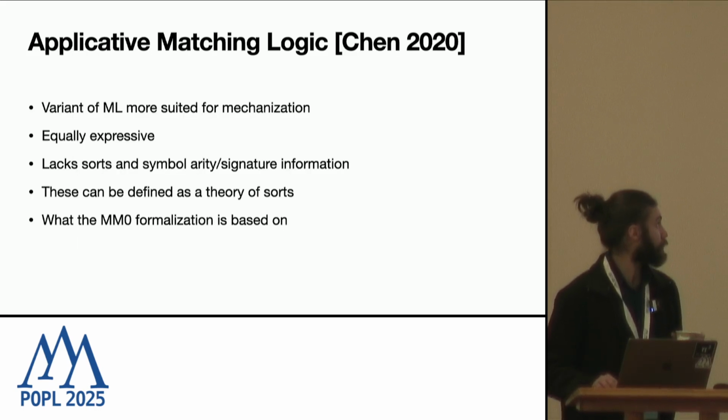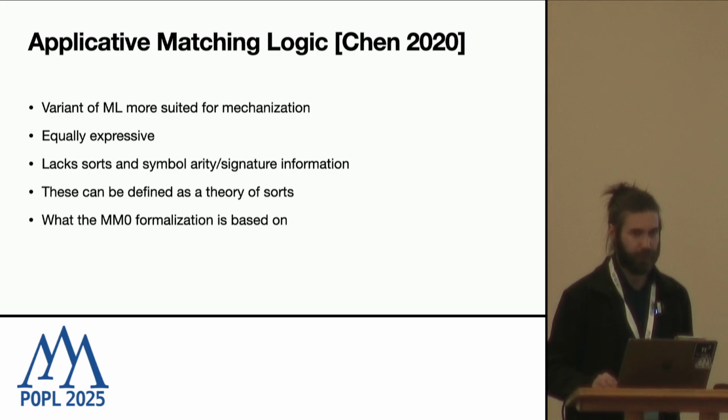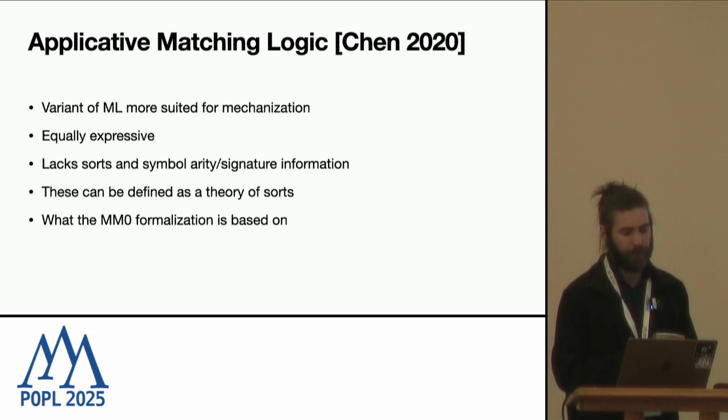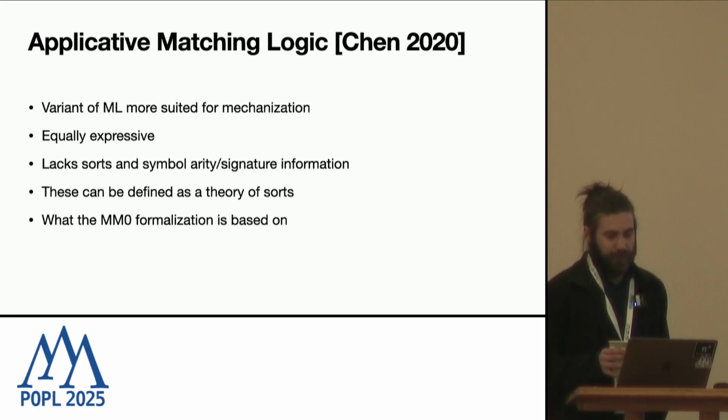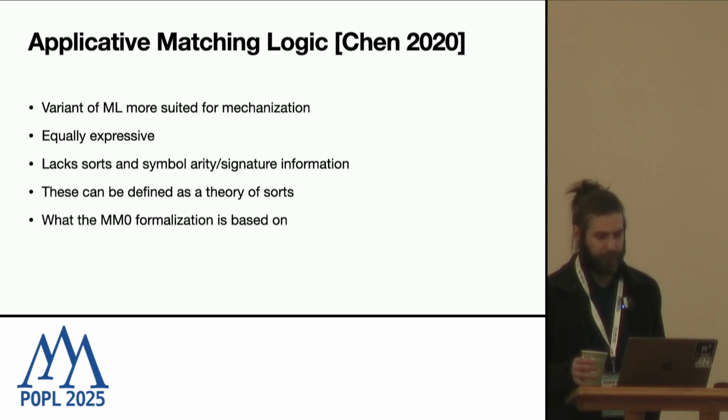And I want to also mention applicative matching logic, which is a variant of matching logic that's more suited for mechanization. It's like matching logic stripped down to the bare essentials. It's just as expressive as regular matching logic. One of the main differences is that it lacks sorts and symbols, singularity and signature information.